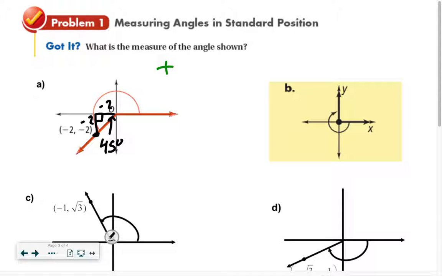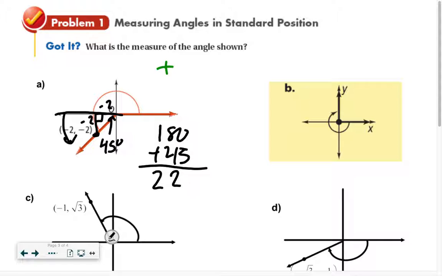Okay. How does that help? 180 plus 45, okay? I know I've gone 180, now I've gone 45 degrees more. 180 plus 45 gives me 225. Again, positive. Good deal. Questions?